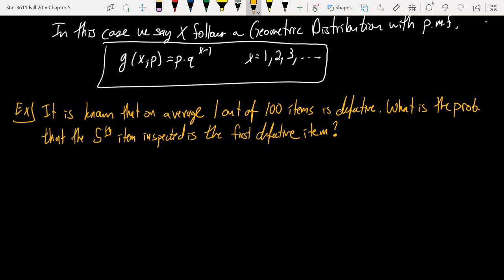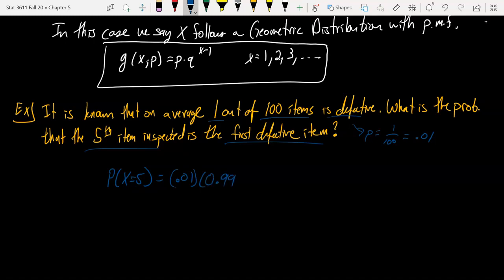First defective item, okay? So in this problem, let's think about what our success is here. Here, a success would be getting a defective item, right? Because we're counting the number of trials it would take to get a defective item. We're asking what's the probability it takes exactly 5 trials to get a defective item. So this is a geometric distribution question, and you're looking for 5 trials. So that means we're going to have success probability. On average, 1 out of 100 items is defective. So p is 1 out of 100, or 0.01. Failure probability then would be 0.99, right?